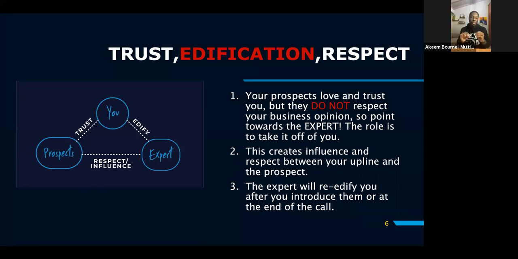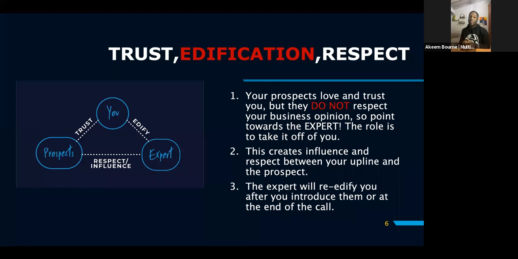As a leader, and I want you to hear me here, as a leader, you need to know when to be a sign and when to be a signpost. Let me say that again. Some of you will catch this next week. You need to know when to be a sign and when to be a signpost.